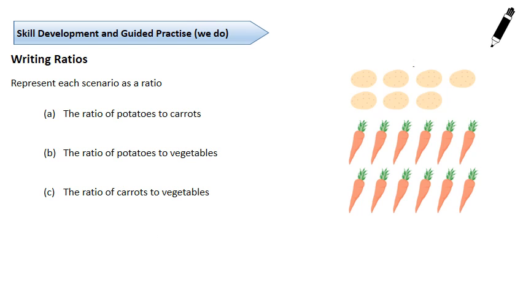So, first question here, the ratio of potatoes to carrots. 1, 2, 3, 4, 5, 6, 7 potatoes. I'm just going to write that number down there so I don't forget it. And 1, 2, 3, 4, 5, 6, 7, 8, 9, 10, 11, 12 carrots. So ratio of potatoes to carrots, I've got 7 potatoes to 12 carrots. Next up, we've got potatoes to vegetables. I've got 7 potatoes to 19 vegetables all up. And lastly, carrots to vegetables. I've got 12 carrots out of 19 vegetables.